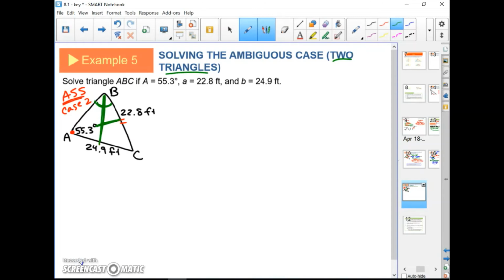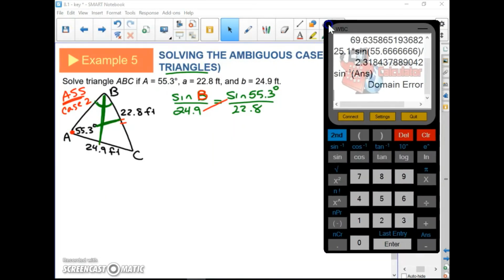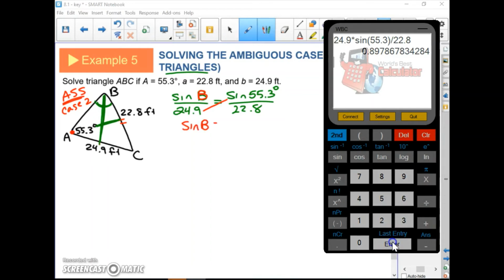I'm going to write the law of sines upside down so I can have my variable on the top. Put sine B over its partner, the side B, 24.9, equal to sine of angle A, 55.3 degrees, over its partner, 22.8 feet, okay? And so in order to isolate B, I'm going to multiply both sides by 24.9. And so on the calculator, I would do 24.9 times sine 55.3 divided by 22.8. 0.8978.